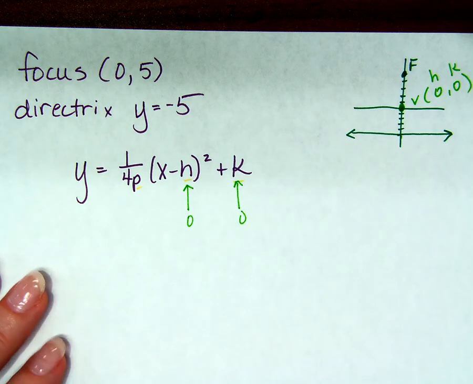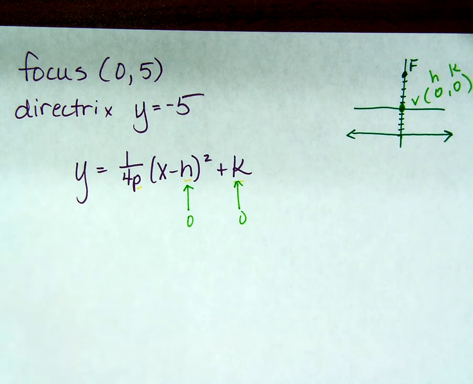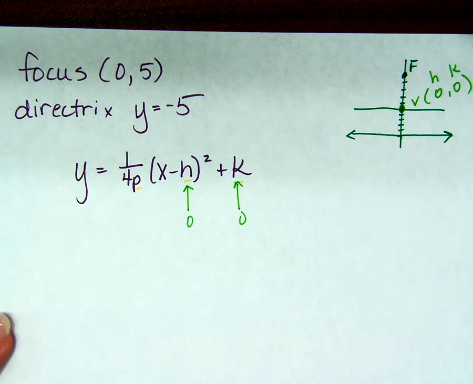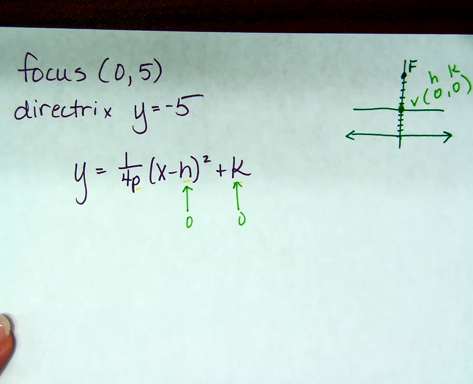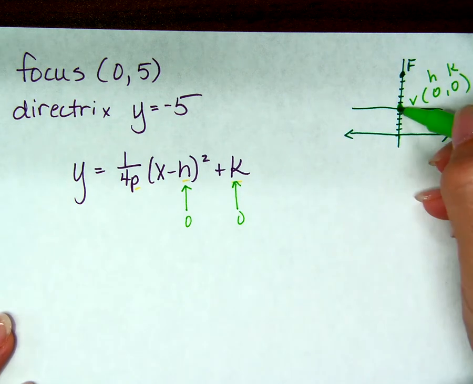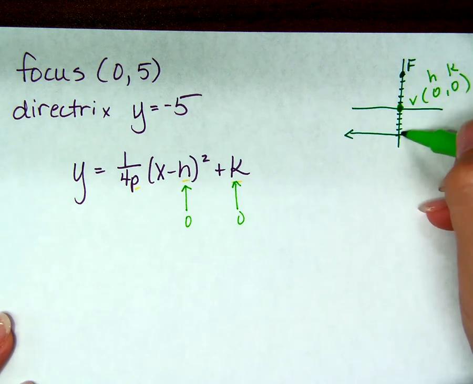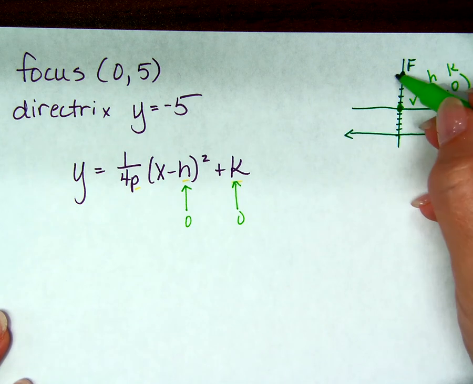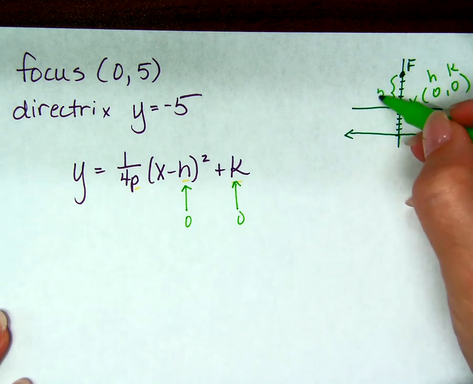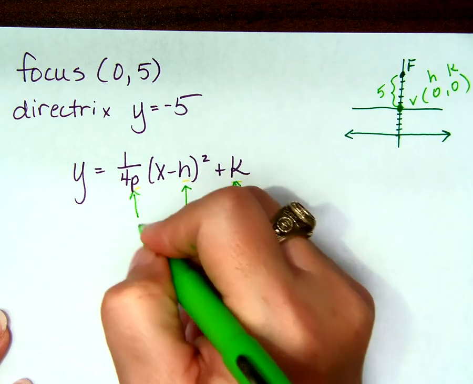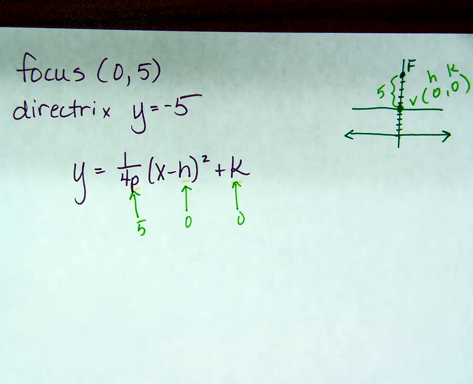What do I have left to figure out? P. What is P again? The distance from the vertex to the focus or directrix, right? Either one. So that should be the same as that, is it? Yes, and what is that distance? That is 5, so P is 5. So now I need to actually write the equation.